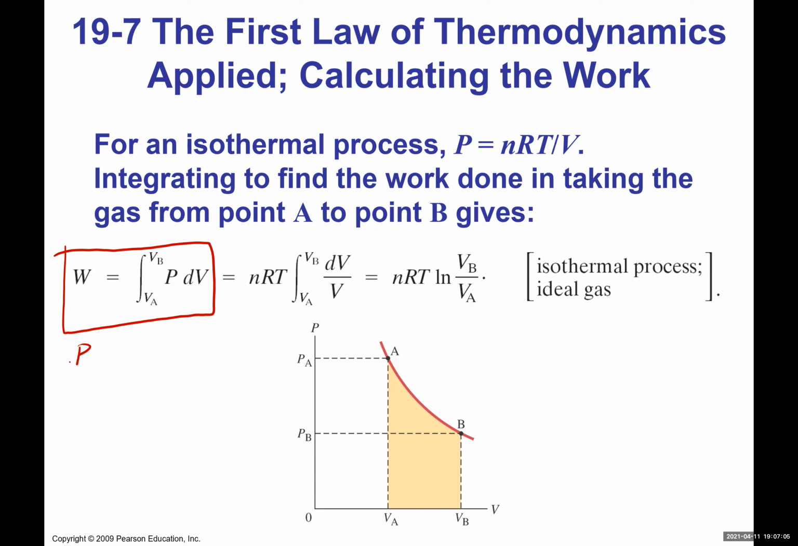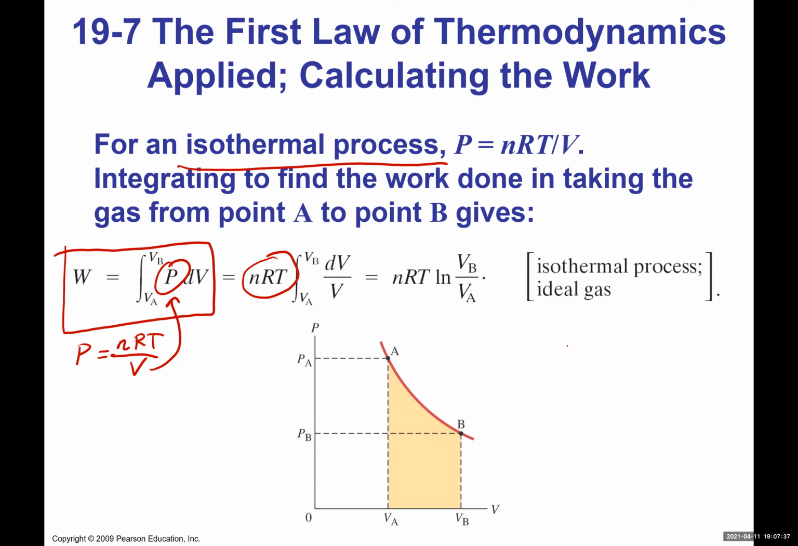But pressure, according to the ideal gas law, is equal to nRT over V. So we take this pressure and replace it with that. Once the pressure is replaced with nRT over V, nRT is just a constant, because n is a constant, R is a constant, and T is a constant for this specific process because it's an isothermal process. Then inside the integral, we just have dV over V.